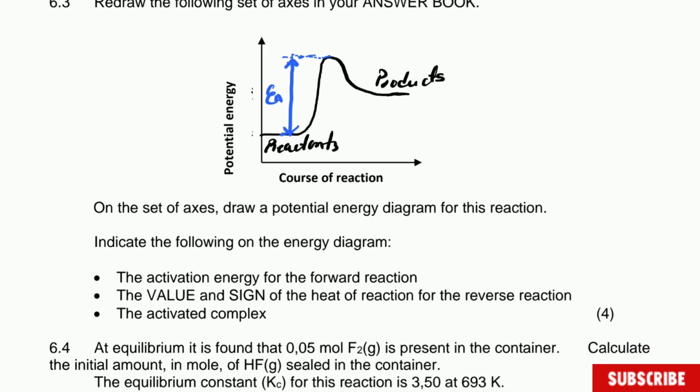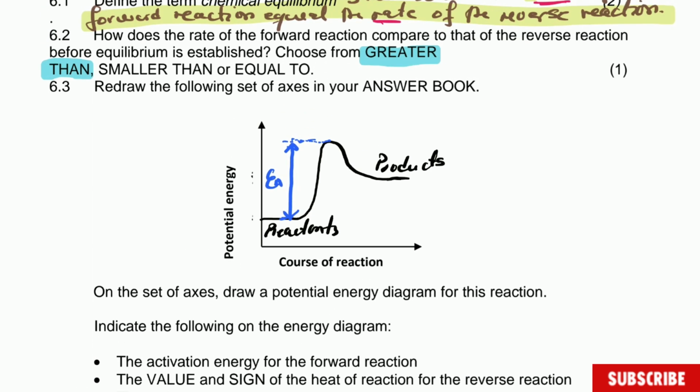The value and sign of the heat of the reaction for the reverse reaction. Be careful now here. The change in enthalpy, which is the heat of the reaction, this is quite important, is the same for the forward and the reverse, which is this distance here. The distance between energy of reactant and energy of product. This one here is the change in enthalpy. Alright, that is the heat of reaction. Let's write here heat, because that is the question.